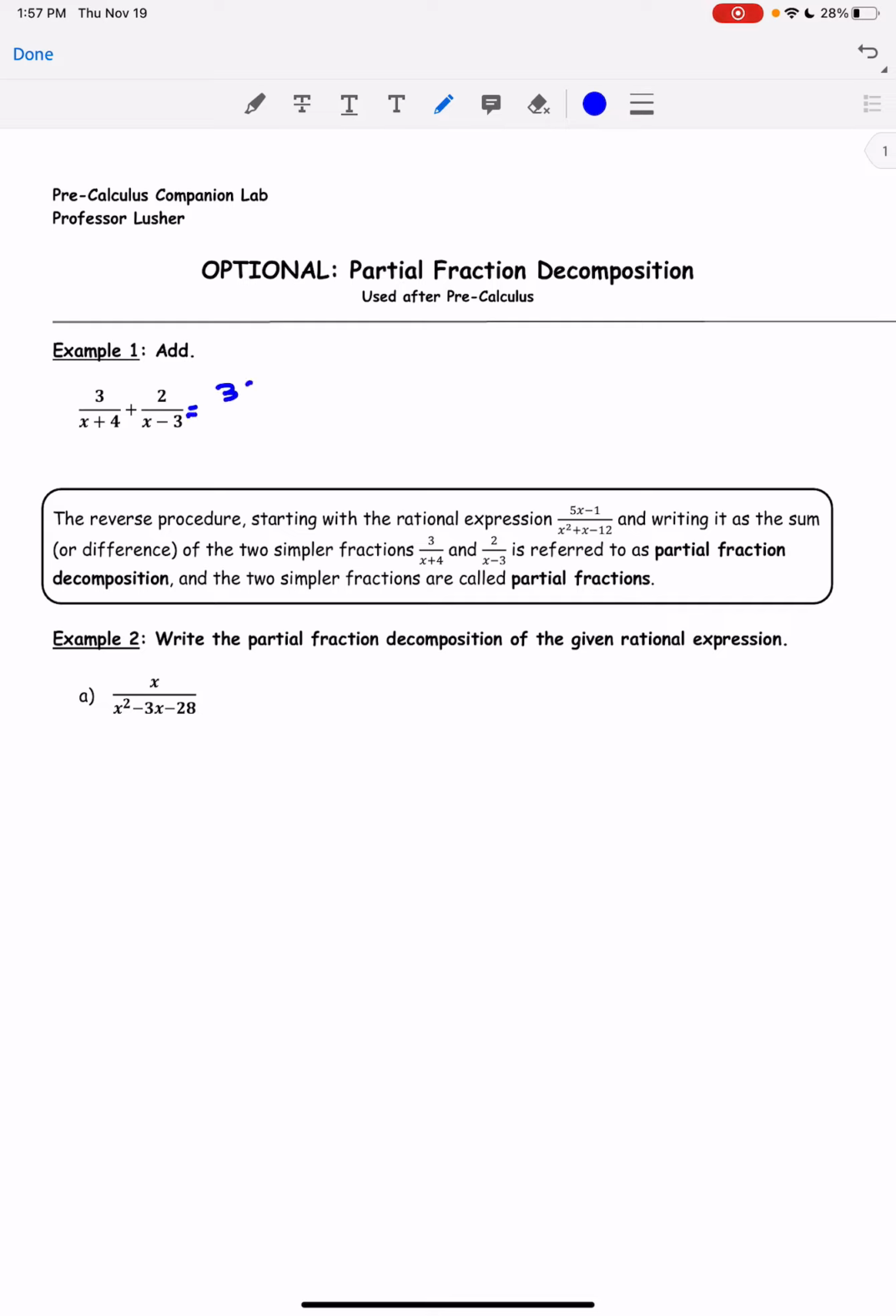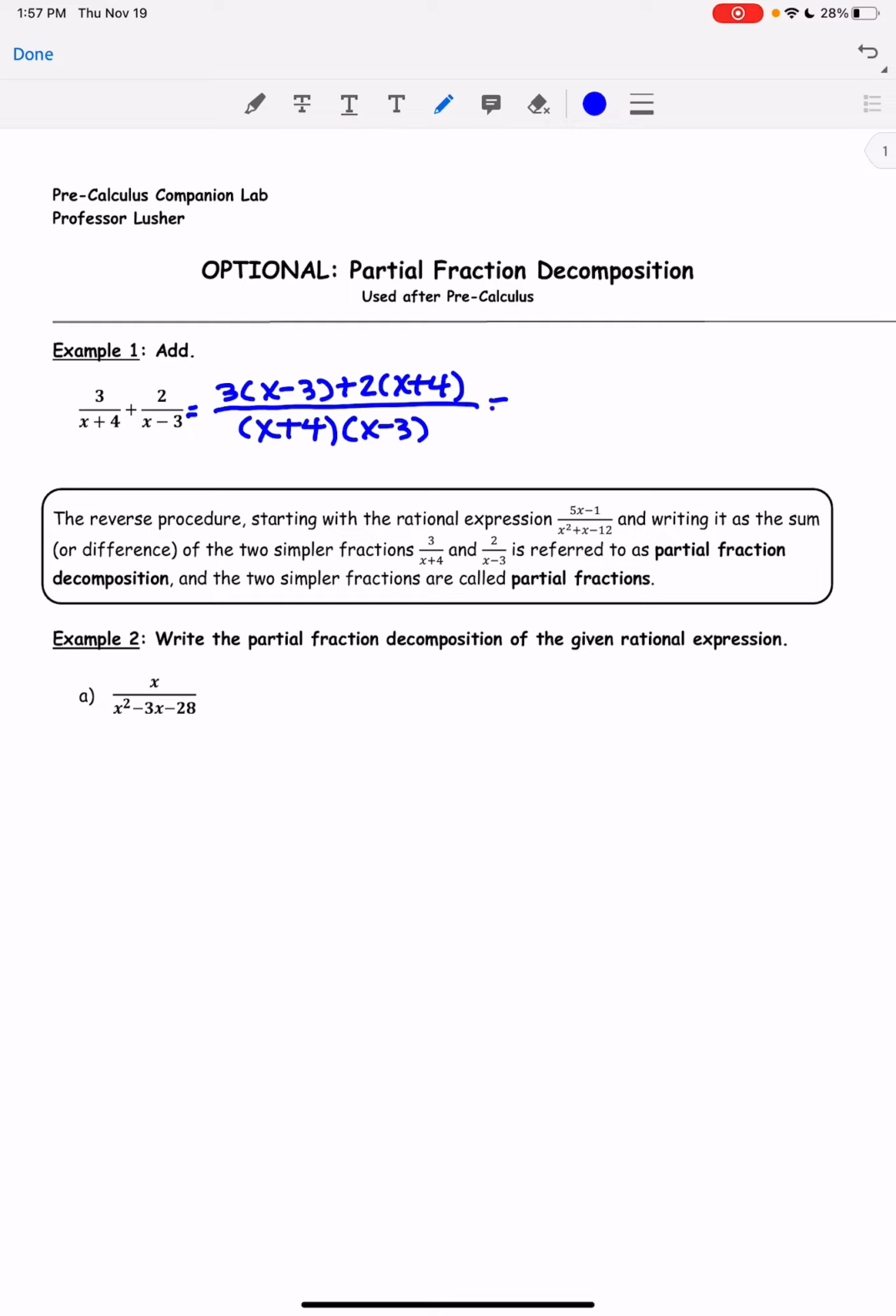Okay, so I've got 3 times x minus 3 plus, because there's a plus in the middle, go this way. So 2 times x minus 4, and then multiply the bottom together. And I've got x plus 4 and x minus 3. Okay, we're going to be doing that this whole lesson. So now let's just simplify it.